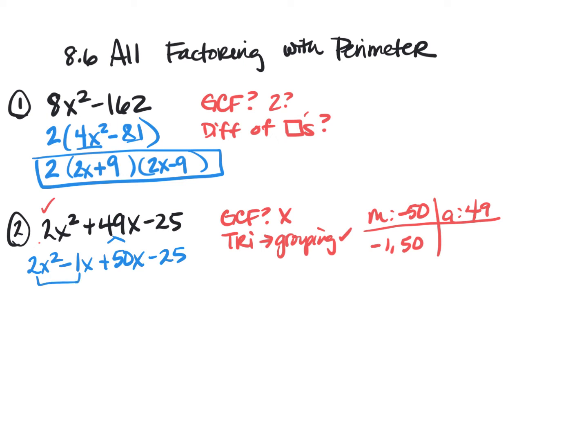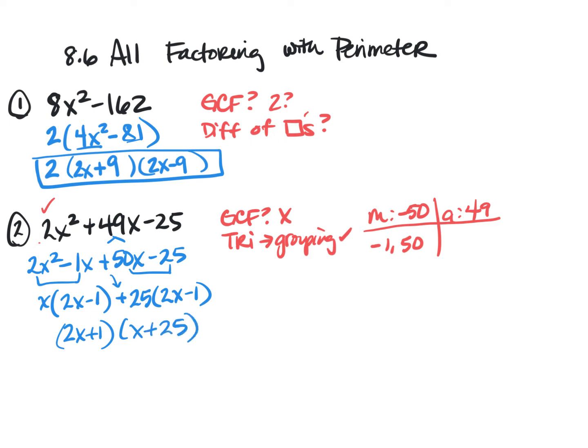All right, so we're going to group here. The GCF between these first 2 terms is just x. So I'll have x times 2x minus 1. Bring that plus sign down. And then between these 2 terms, what can I take out? Well, I can take out a 25, and I'm left with 2x minus 1. So I will then have my GCF that I took out, 2x minus 1, times x plus 25. All right.